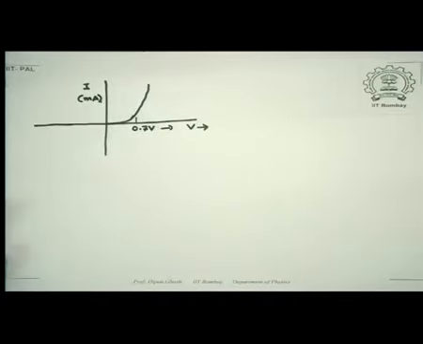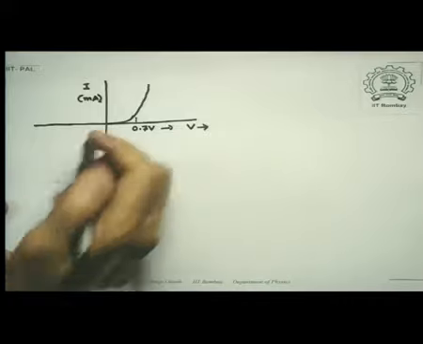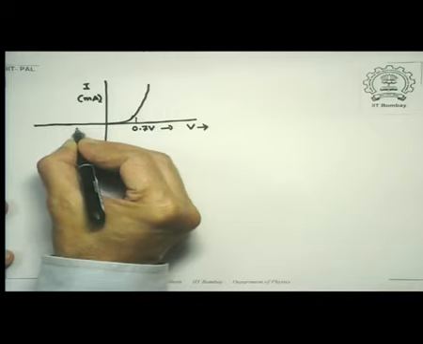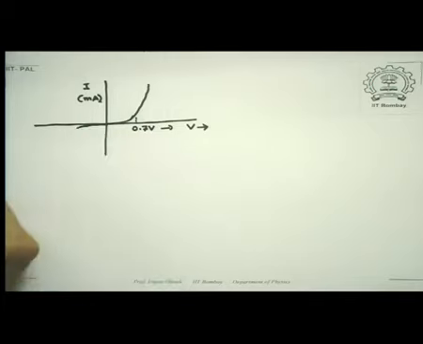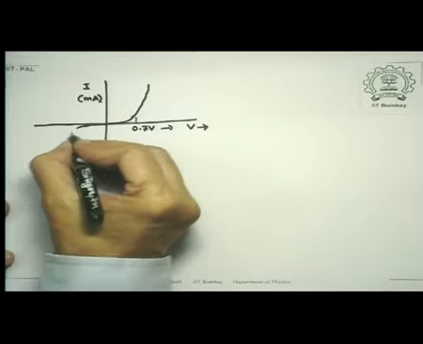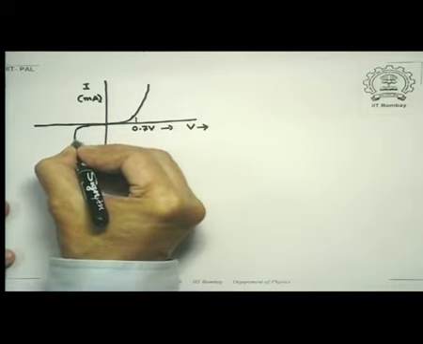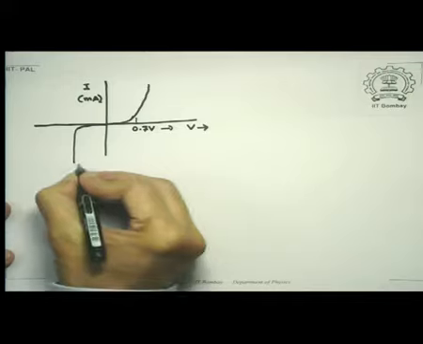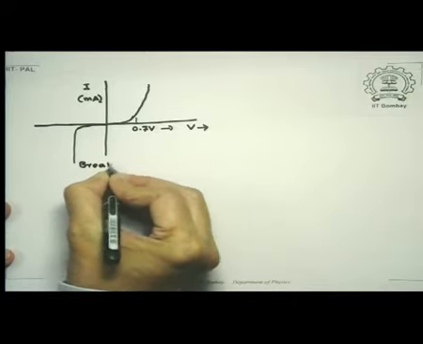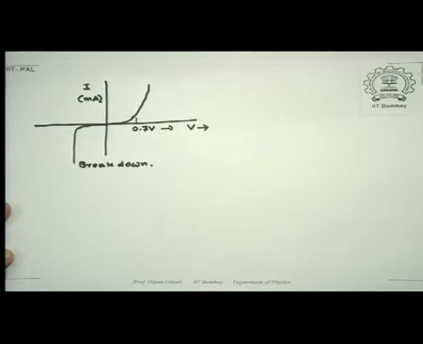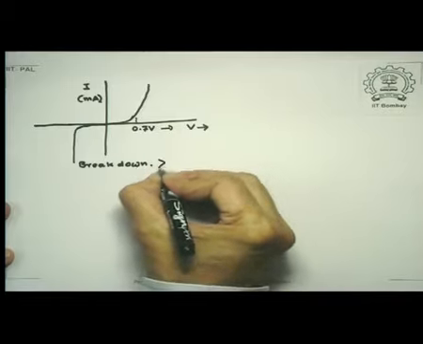Now, something interesting happens when you apply voltage in the reverse direction. The direction of current of course changes, but the current essentially remains 0 for a very large value of voltage, even for 50-60 volts or so. And then there is a particular value at which what is known as a breakdown occurs. So this is called breakdown voltage.